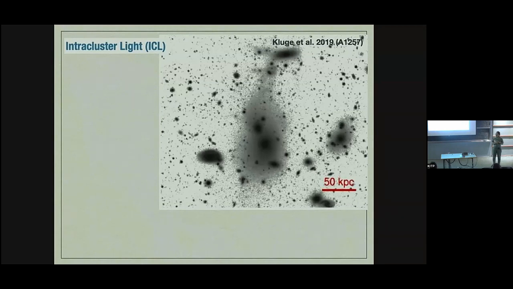What do you think is the most interesting unresolved theoretical question about the ICL?